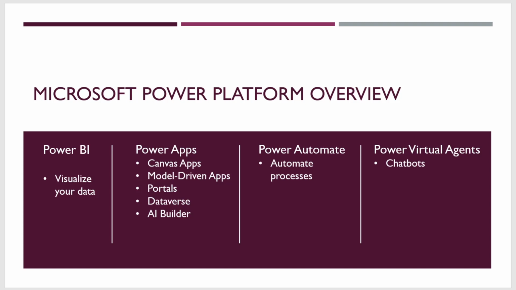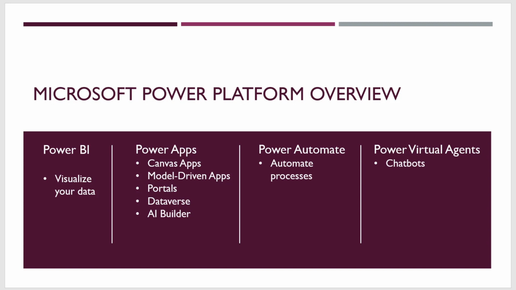Dataverse is the database for Power Apps. This is where you'll be able to create your tables, your columns, your flows, anything that has to do with your data, you'll be able to do that in Dataverse. And AI Builder is artificial intelligence, so you'll be able to, for example, scan a business card and it'll be able to read that and bring it into an app.